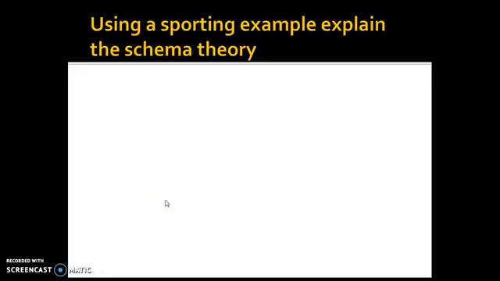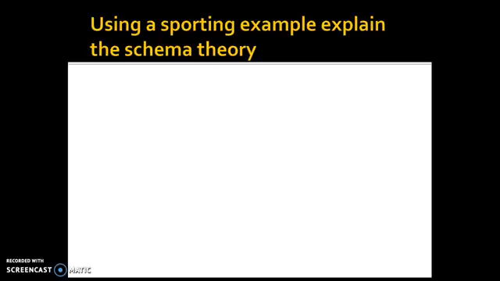Okay, so next question then, we're looking at this one. Using a sporting example, explain the schema theory. This will probably be a 6-mark question. When you get a schema theory question, we have to follow a formula. Now, this is a tough theory. There's no getting away from it. However, I do feel that there's a specific way you can use to remember this.